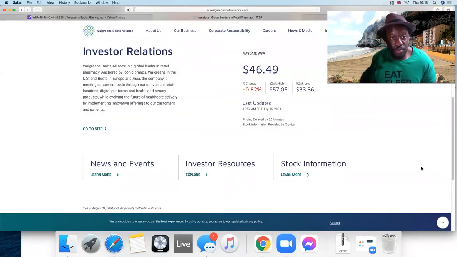Walgreens Boots Alliance is a global leader in retail pharmacy, anchored by iconic brands Walgreens in the US and Boots in Europe and Asia. The company is meeting customer needs through our convenient retail locations, digital platforms, and health and beauty products, while evolving the future of healthcare delivery by implementing innovative offerings to our customers and patients. Well, right, we all know Boots in the UK, so that's who they are here. But out in the US, they have Walgreens. And currently with, you know, the pandemic, what's going on, you're able to go to Walgreens for your jabs.